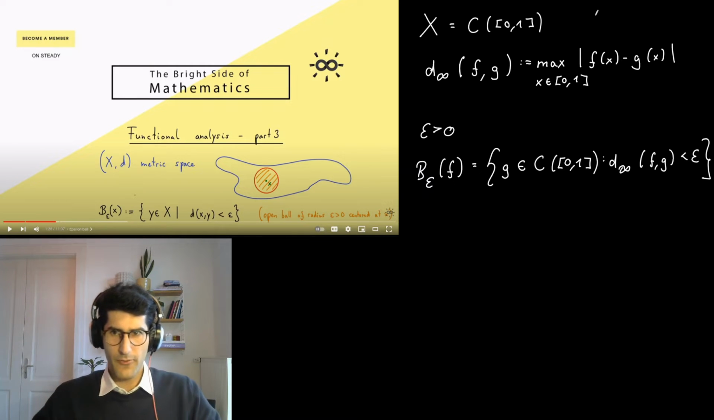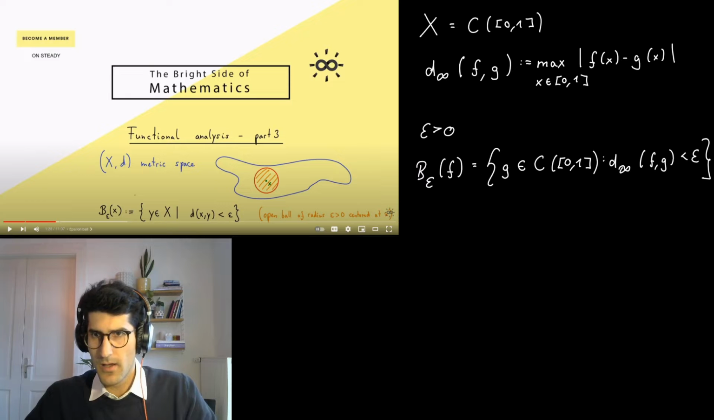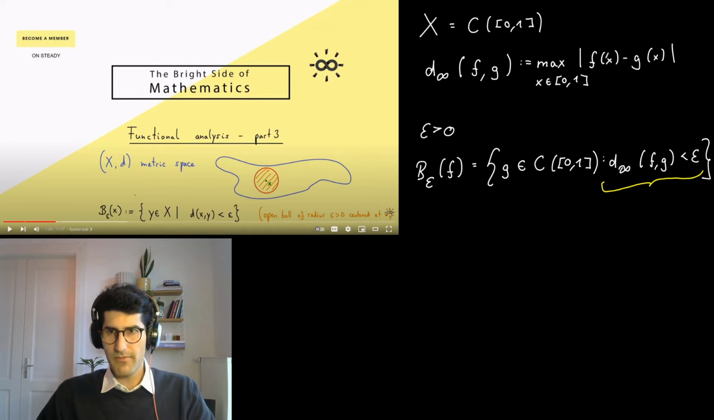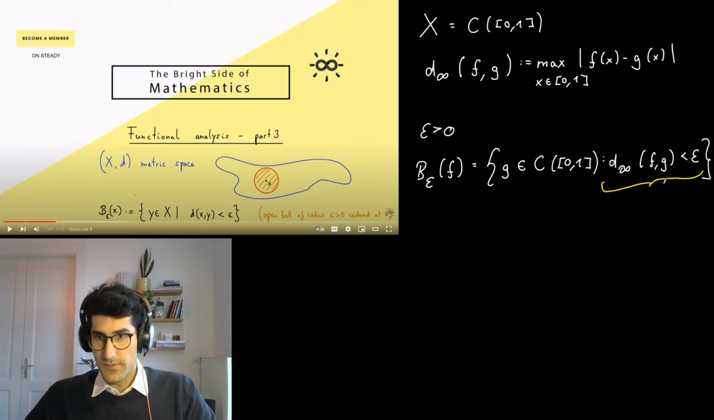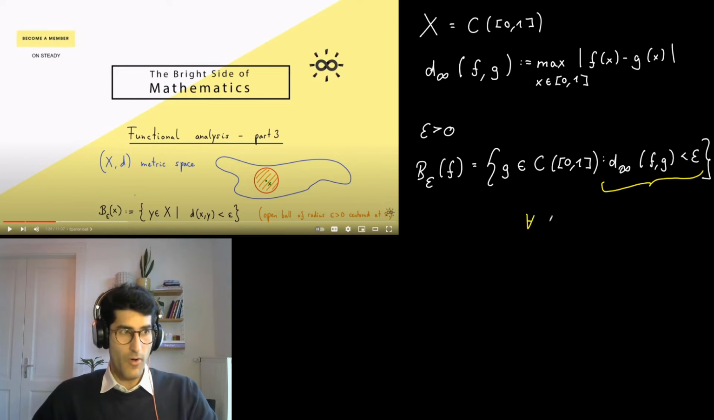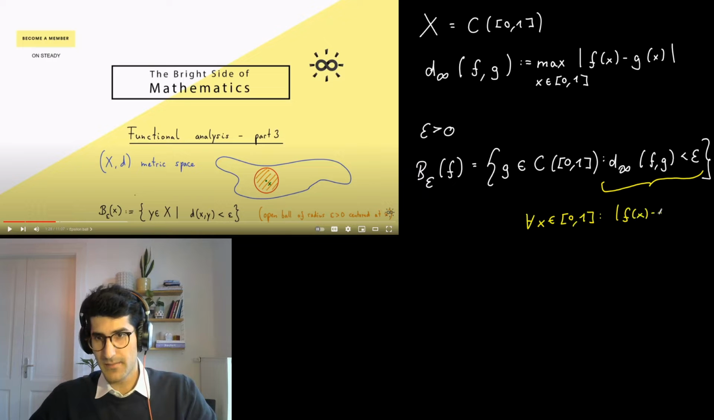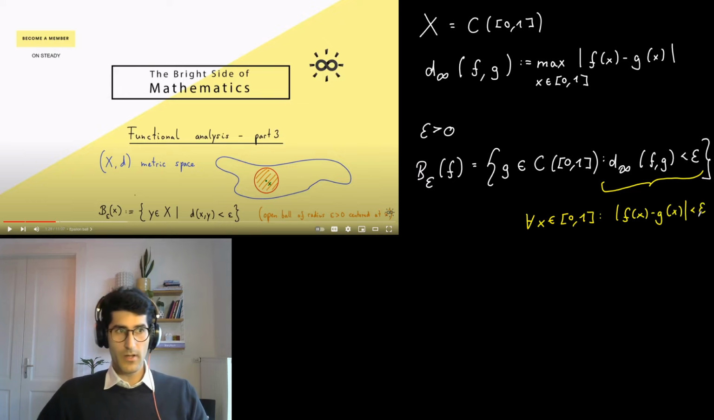Let's add further information, namely on this part here on the right hand side. So the infinity metric of f and g was defined as the maximum of f of x minus g of x absolute value. So this statement here tells us that for all x in the interval from 0 to 1, I have that f of x minus g of x absolute value is strictly smaller than epsilon.